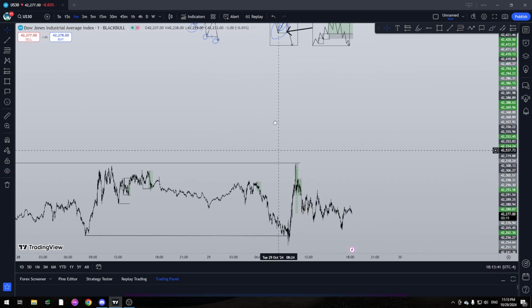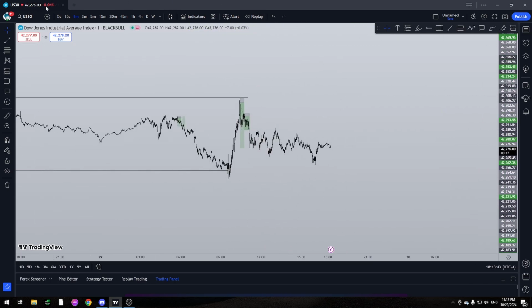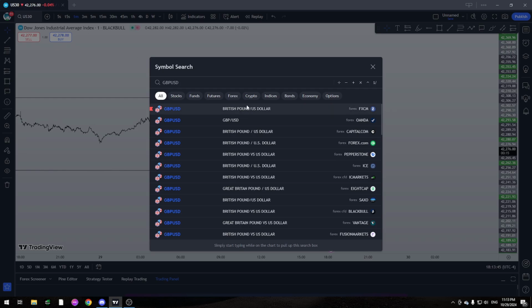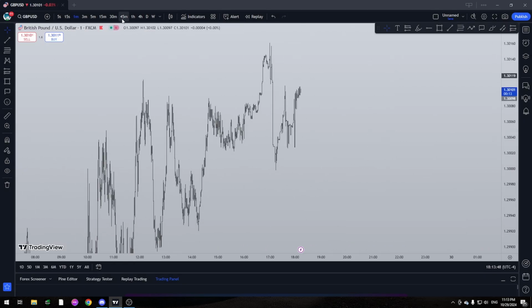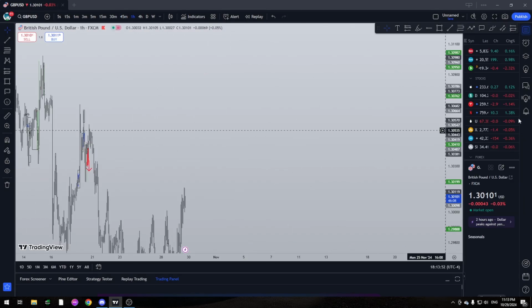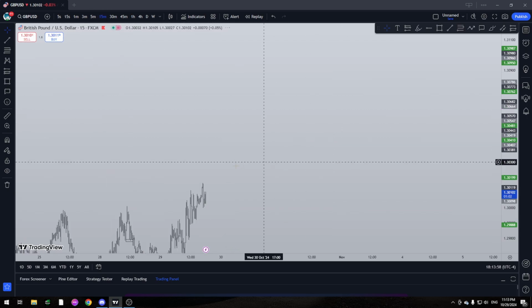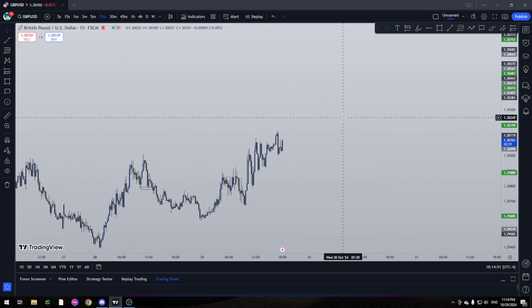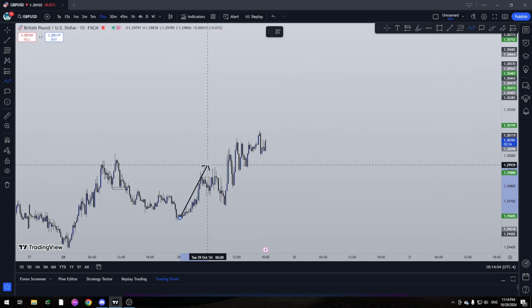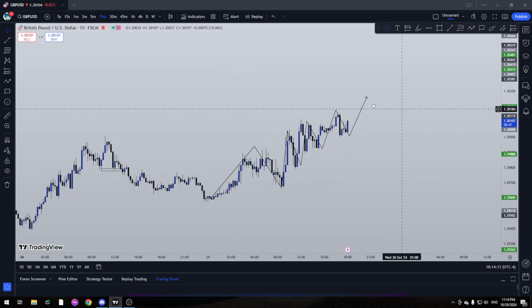So if we go to the US30 right now, well, let's not go to US30. Let's go to the GBPUSD. And we go to the 1 hour. On the 1 hour, or even 50 minutes for my scalpers, we are really bullish, right? We're breaking highs, highs, highs. Right now we're breaking highs.